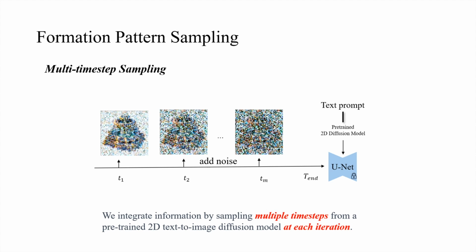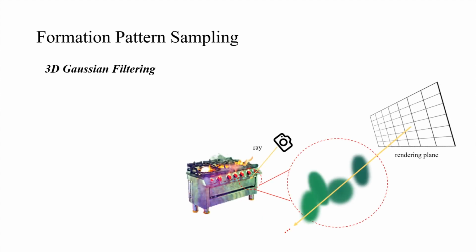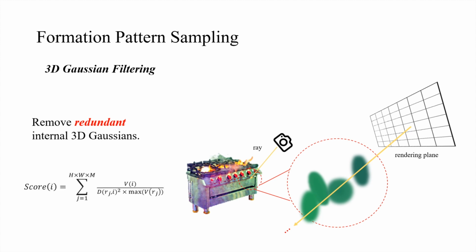So in the multi-time-step sampling, we integrate information by sampling multiple time steps from a pre-trained 2D text-to-image diffusion model at each iteration. Excessive Gaussians can hinder the optimization process. Therefore, we use 3D Gaussian filtering to remove redundant internal 3D Gaussians during the generation process, and calculate the score for each Gaussian using a formula. Gaussians that are closer to the rendering plane and have larger volumes receive higher scores.